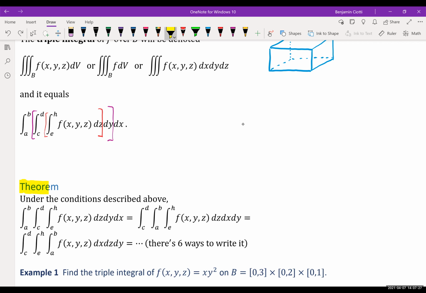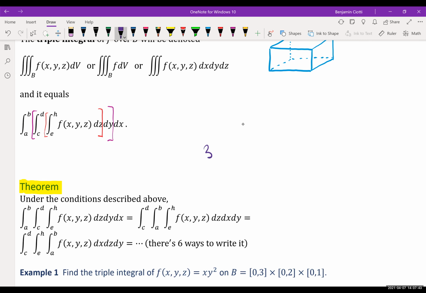So the following theorem says that you can integrate a triple integral in any order. So if you think about it, we've got three variables, x, y, and z.